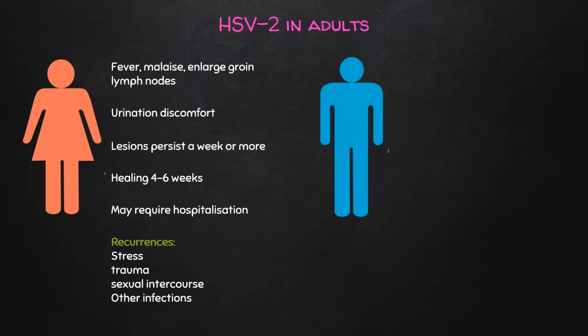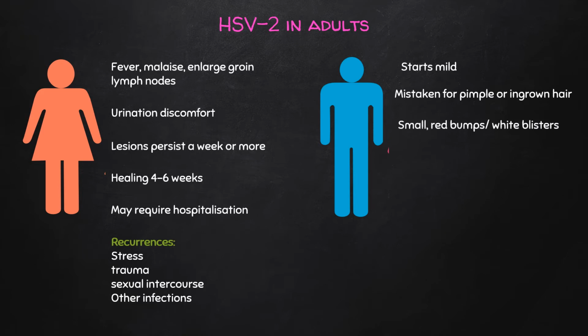In males, symptoms of genital herpes often start out very mild. It's easy to mistake them for signs of a small pimple or ingrown hair. Herpes sores appear as small, red bumps or white blisters. They can pop up in any area of your genitals. If one of these blisters ruptures, you might notice a painful ulcer forming in its place. It may ooze fluid or cause you pain when urinating. As the ulcer heals, it'll form a scab.